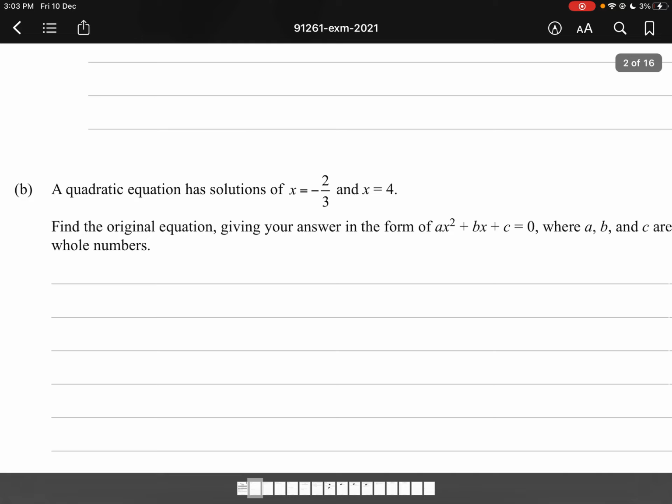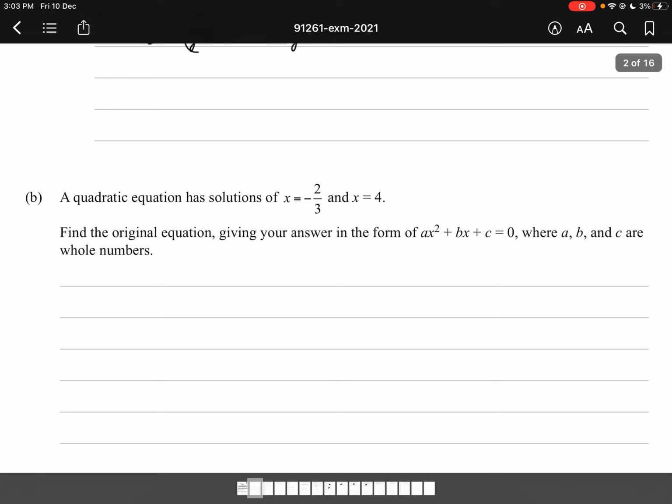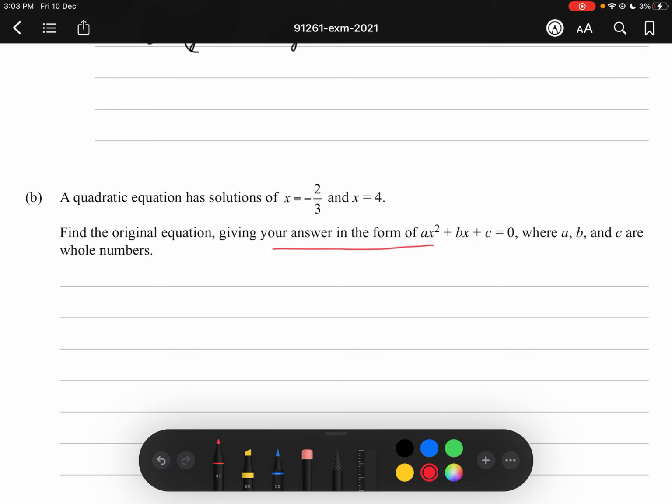Question B, a quadratic equation has solutions of x equals negative 2 over 3 and x equals 4. Find the original equation, giving your answer in the form ax squared plus bx plus c equals 0, where a, b, and c are whole numbers. In this case, we know that the roots are x equals negative 2 over 3 and x equals 4. So we can write this in the form x plus 2 over 3 times x minus 4 equals 0. In this equation we see clearly that x equals 4 and x equals negative 2 over 3 are solutions.